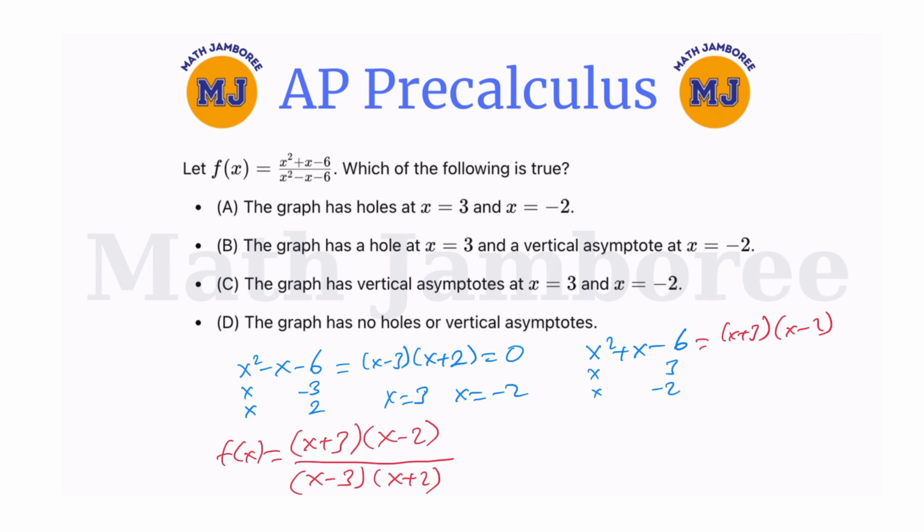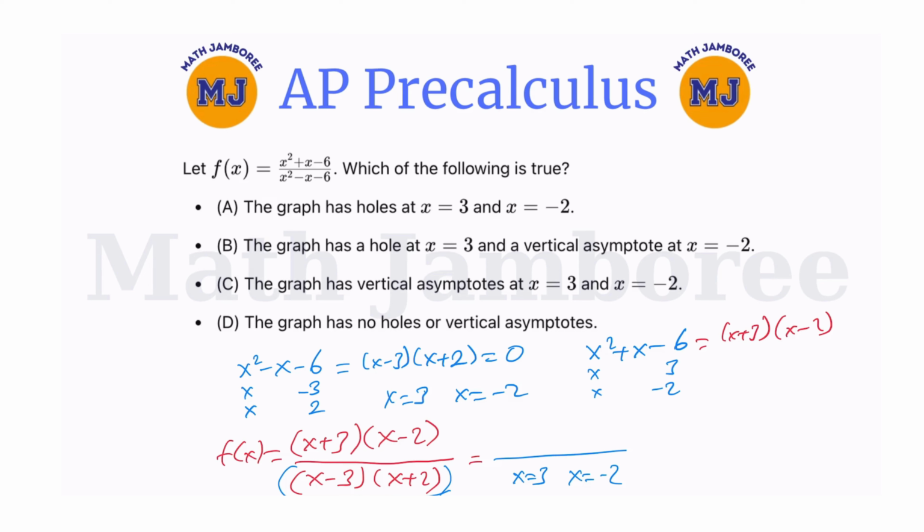So by looking at this, to talk about the vertical asymptotes, we're going to check the denominator. By making it equal 0 on the bottom, x will equal 3 and x will equal negative 2. So at these points, the graph will have vertical asymptotes.